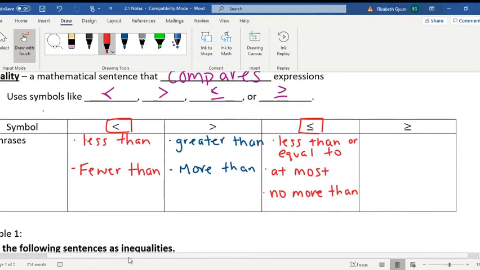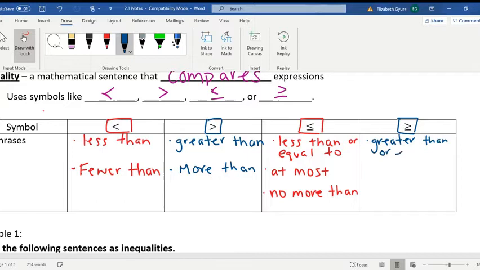And then the last one, again, super similar to this symbol, but we have a line underneath it. What does this one mean? Greater than or equal to, good. And for less than or equal to, we can say at most. For greater than or equal to, we can say at least. Right? So greater than or equal to, you need greater than or equal to $20 to attend the event. You need at least $20 to attend the event. Means the same thing. Another way you can phrase that is no less than. You can have no less than $20 to attend the event.